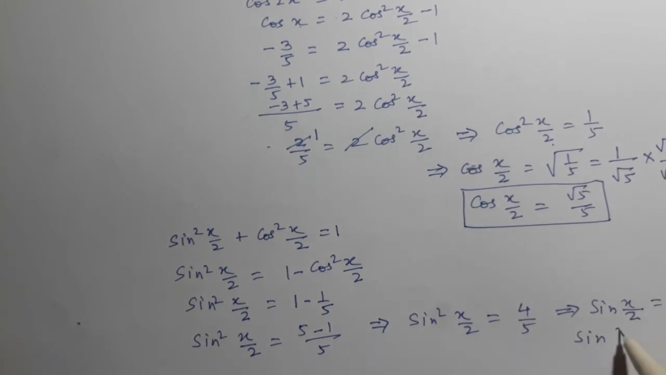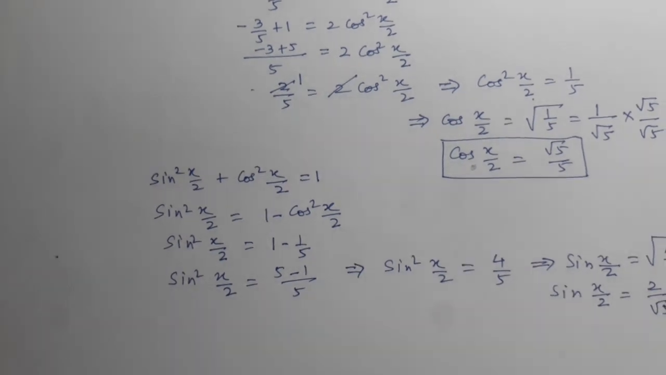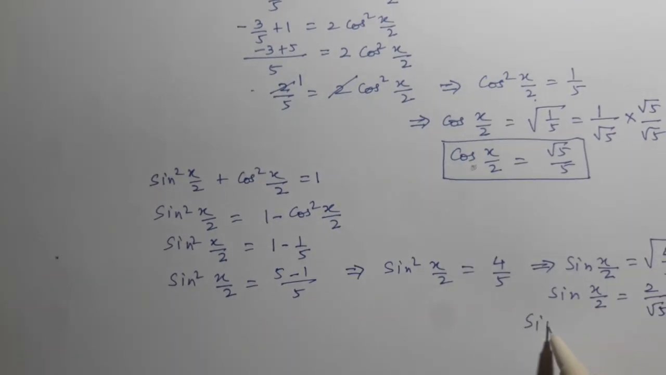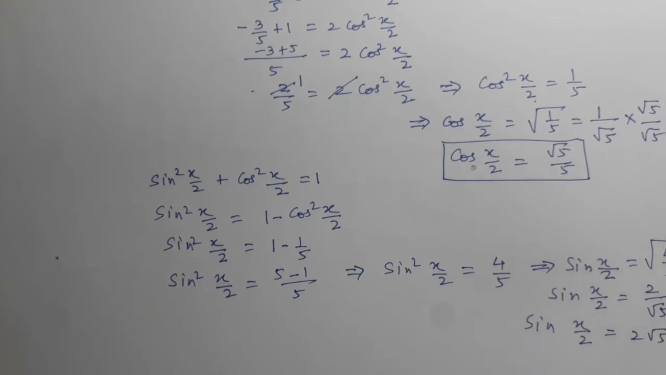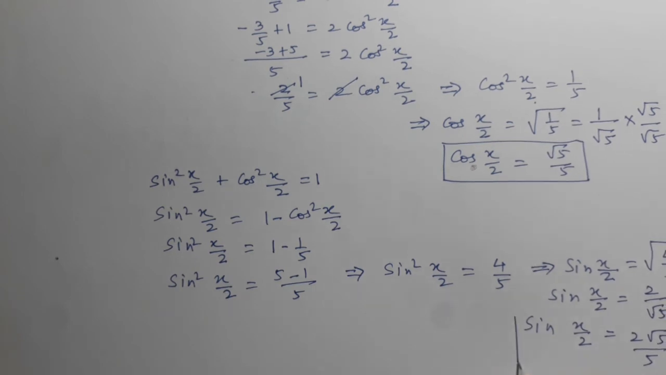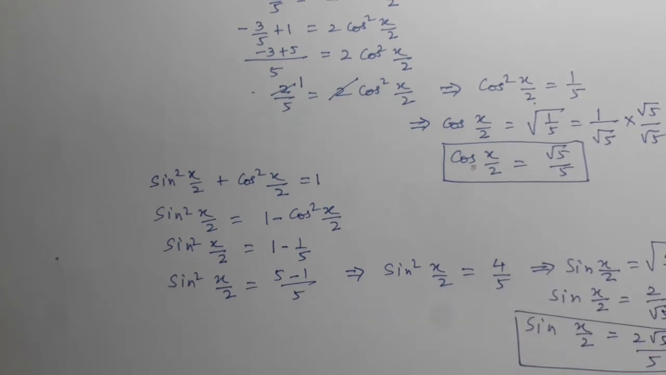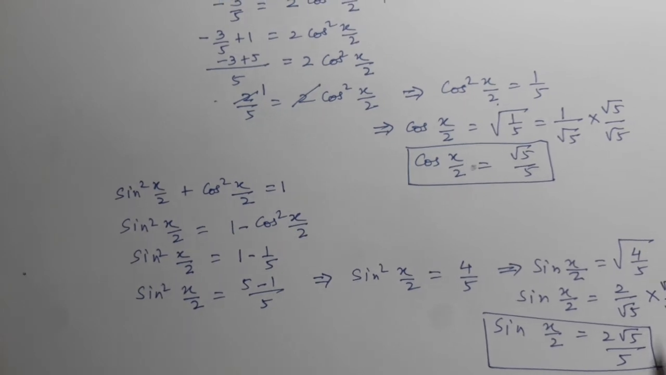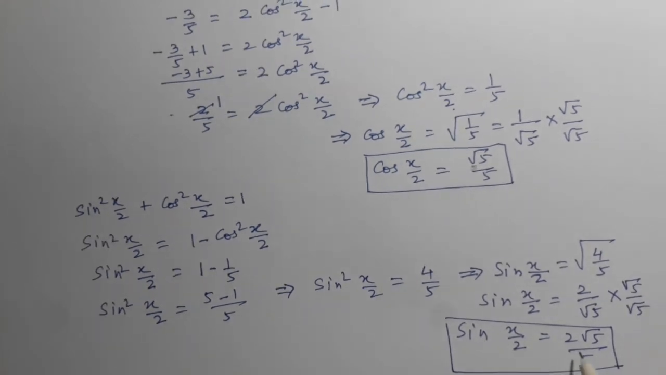Sin x by 2 will be 2 by root 5, and on rationalization by root 5 multiply by root 5. So it will be sin x by 2 will be 2 root 5 by 5. So this is the value of sin x by 2. Right? This value we have got. Sin x by 2 is equal to 2 root 5 by 5.